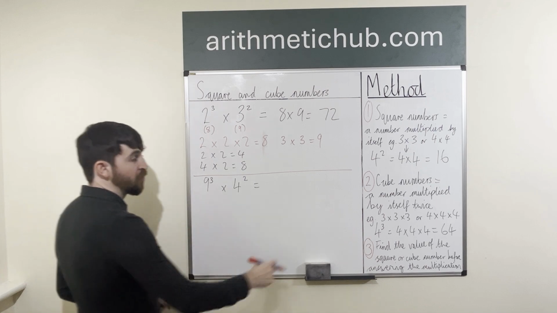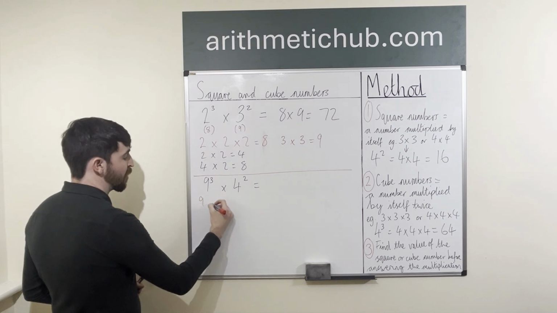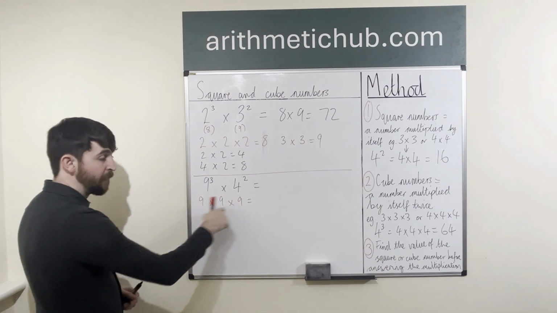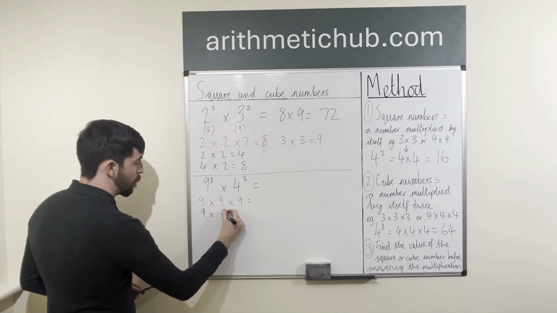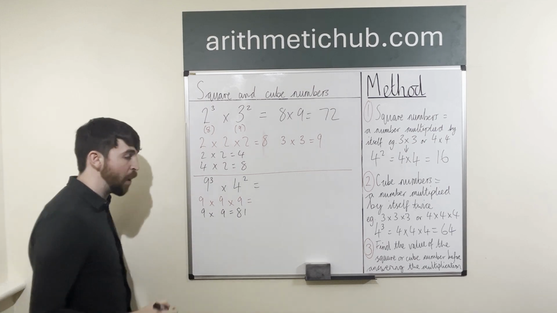It's cubed, so cubed means you have to multiply it by itself and then itself again, don't we? So we would do 9 times 9 times 9. First step that I'm going to do, 9 times 9 is 81. 81 times 9, I don't know off the top of my head.